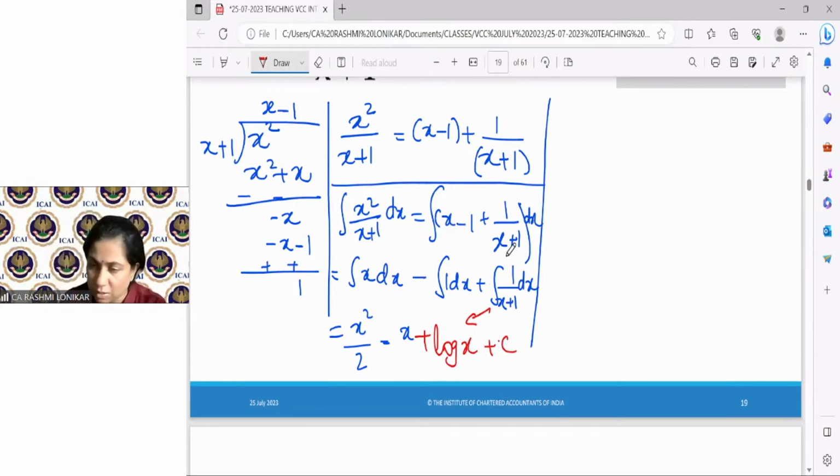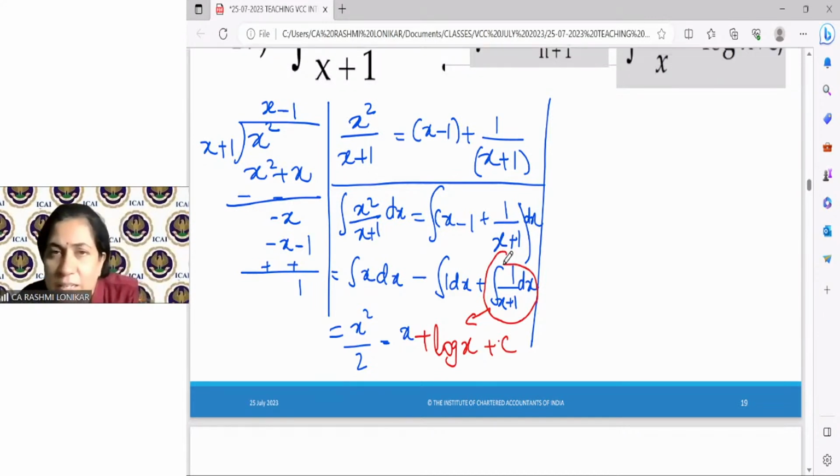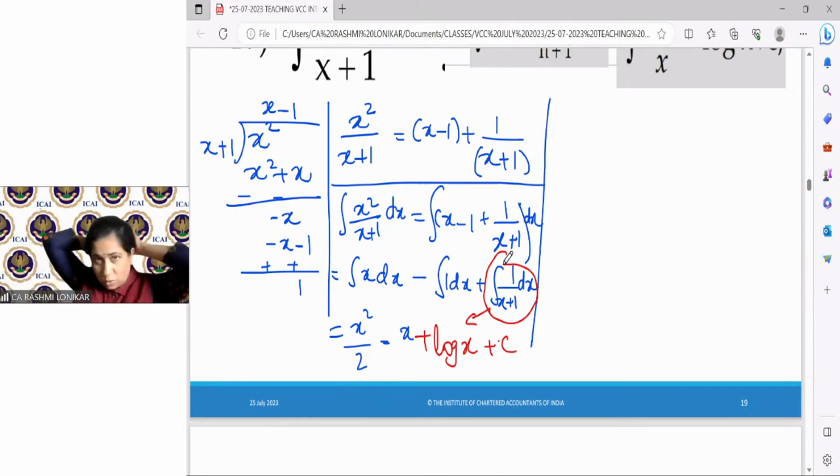Okay, this portion is the thing that otherwise I'm writing, integration of x, I will write it as x raised to 2 upon 2. Okay, but here that is the case. Log of x plus 1.